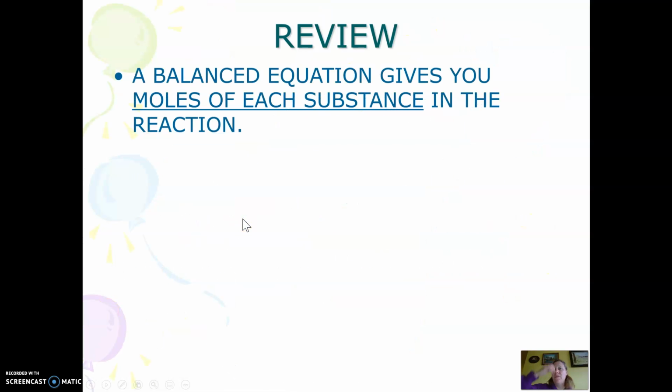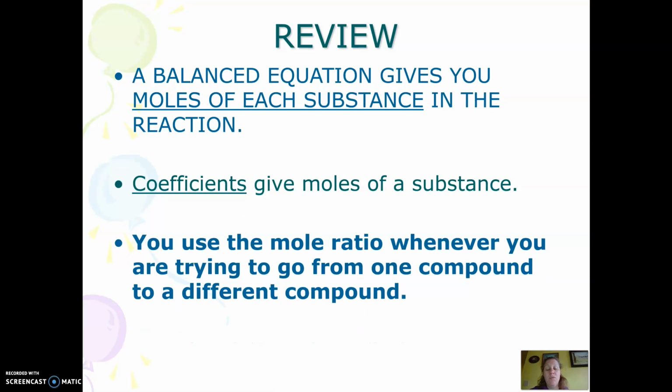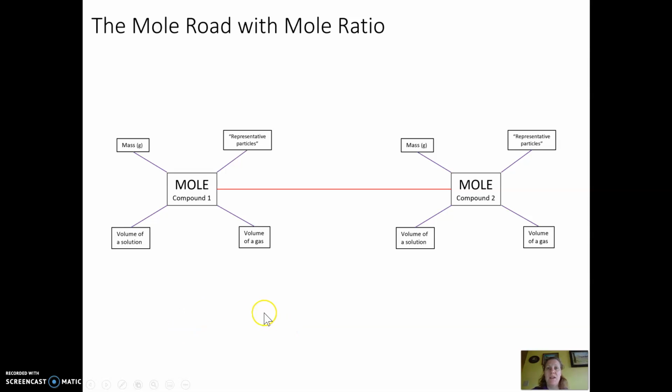Okay, so review real fast that a balanced chemical equation gives you the moles of each substance in the reaction. And the coefficients, more specifically, tell you the moles of each substance. You always use the mole ratio when you switch between compounds, so it's a must step. So I went and stuck the mole road reduced down to the simplest.